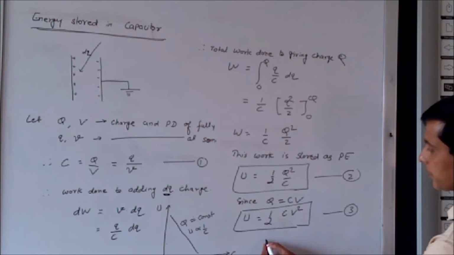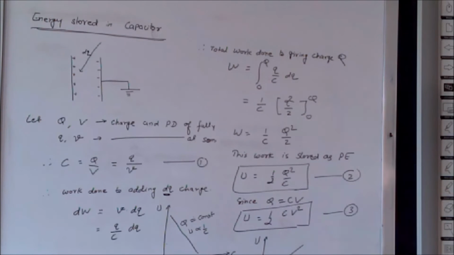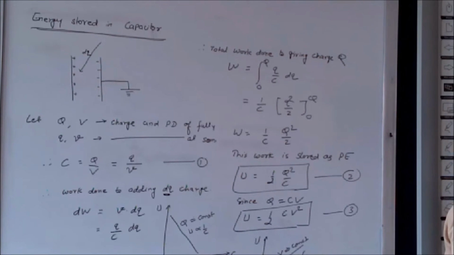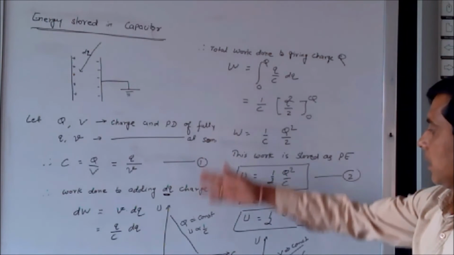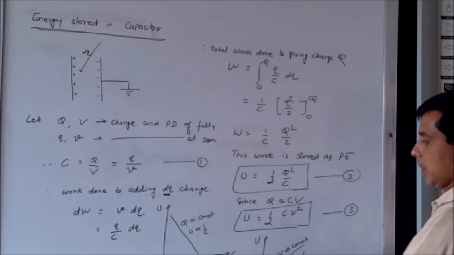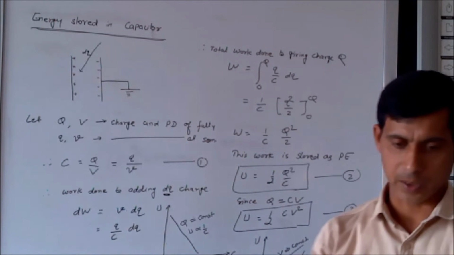But here, U versus C will be directly proportional when V is constant. U is directly proportional to C. These are the important points. Many 1 mark questions come in the CBSE examination based on this formula.